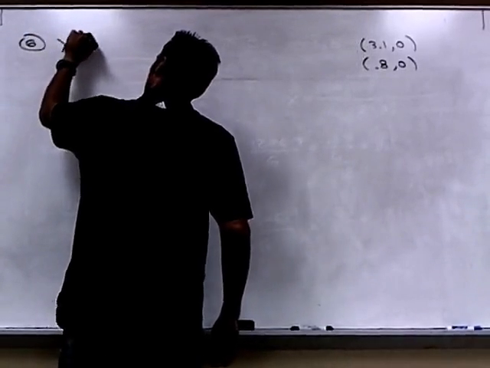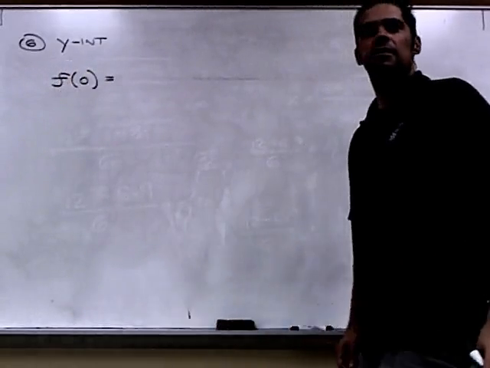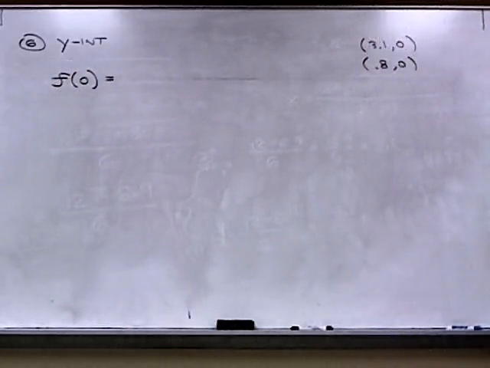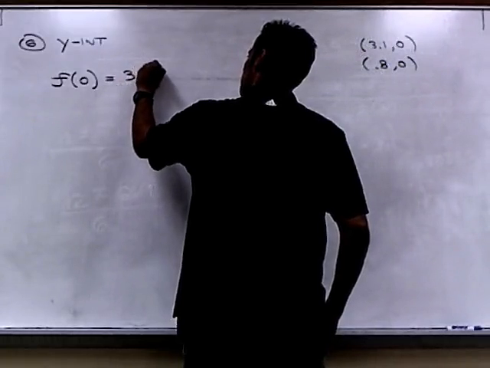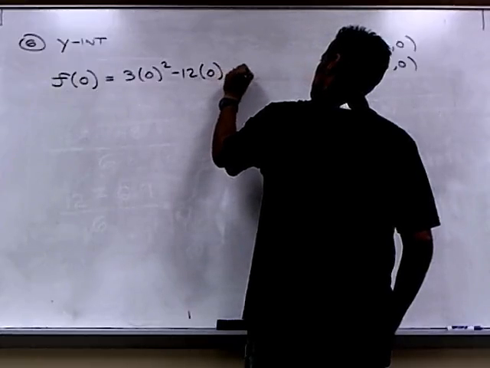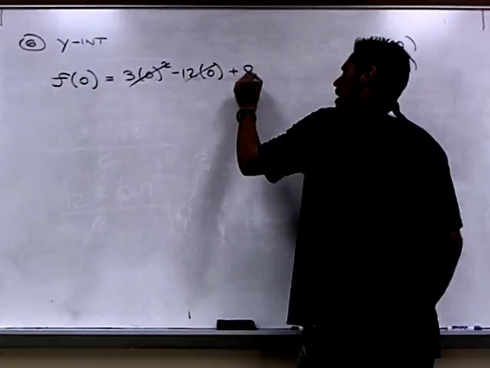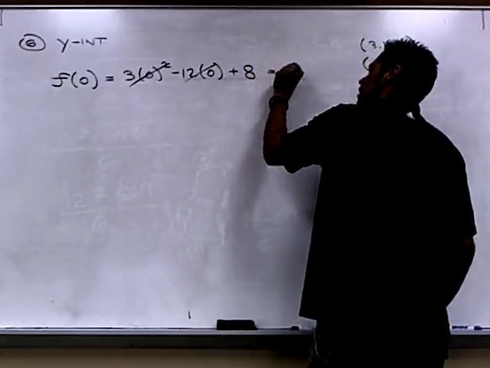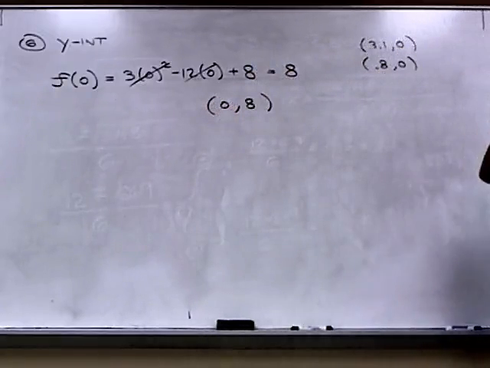Y-intercept, right? Find the y-intercept, which we will always have one. We plug 0 into the function. Do you see how nice it is to plug 0 into this particular function? Go back and look at your function. This is 3 times 0 squared, minus 12 times 0, plus 8, right? Wasn't that it? All you're going to get is the 8. Everything else is gone except the 8. So this is (0, 8) for your y-intercept.